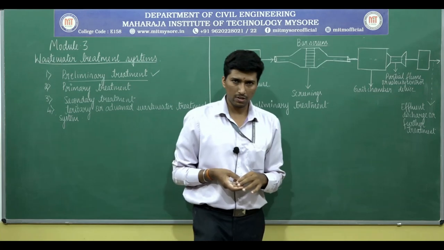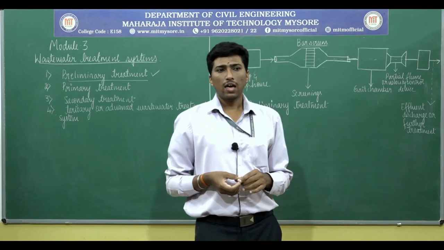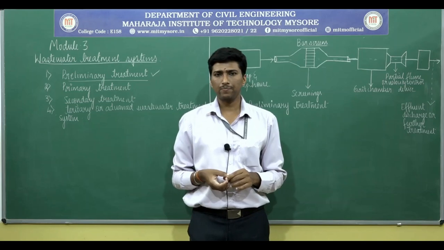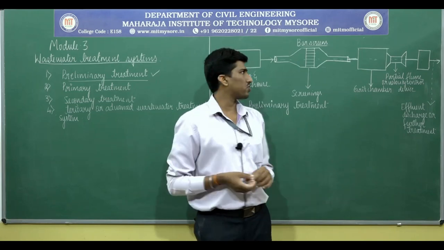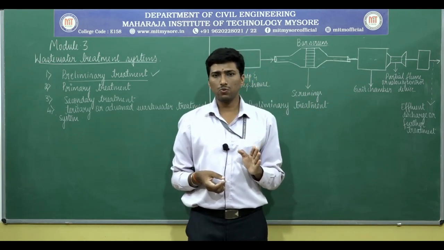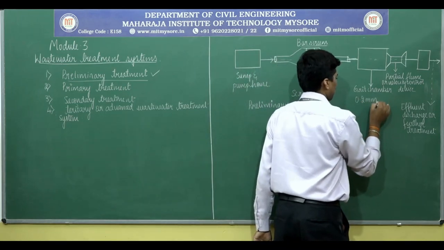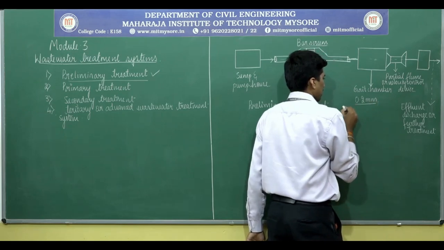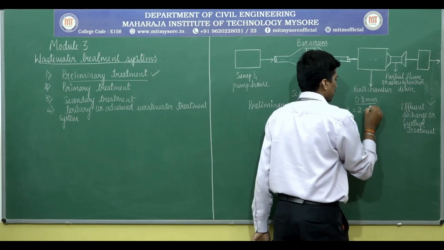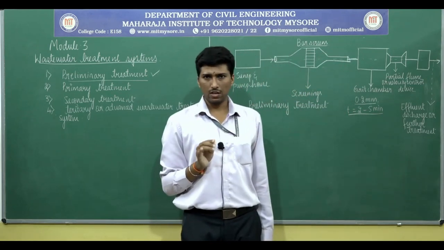The grit chamber is mainly adopted in order to settle the heavier particles having a specific gravity of more than 2.65 through sedimentation, where the detention time normally given is in the range of 2 to 5 minutes. The particle settled is 0.2 mm in size. And the detention time normally is in the range of 2 to 5 minutes. Getting the point clear here?